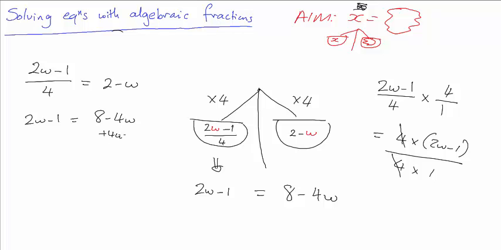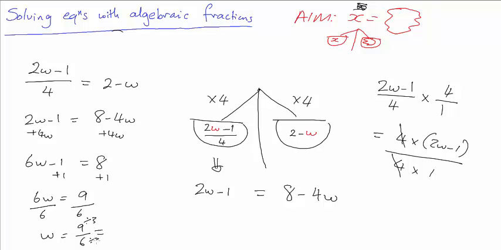Plus 4w to this side, plus 4w to this side. So we get 6w minus 1 equals 8. Add 1, add 1. 6w equals 9. We've got to divide by 6, divide by 6. And then what we get? w equals 9 over 6. Obviously, always cancel your fraction down. Both of these can divide by 3, and you're left with 3 over 2.